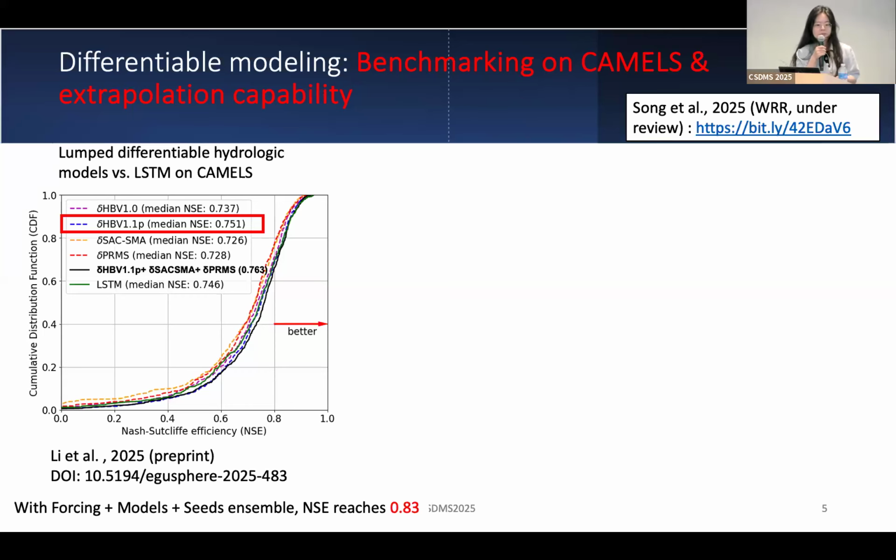Let's come back to the CAMELS benchmark case again to see where the differentiable models are. We have different versions of differentiable models based on different types of lumped hydrological models. For example, we have differentiable HBV 1.0, that is our first version of the differentiable hydrological model. And then we have an improved one, dHBV 1.1, dPL-HBV, dPRMS, and an ensemble of different model structures. All those differentiable models have similar performance, as you see those curves clumped together with the LSTM model. That means differentiable models have similar accuracy to the neural networks.